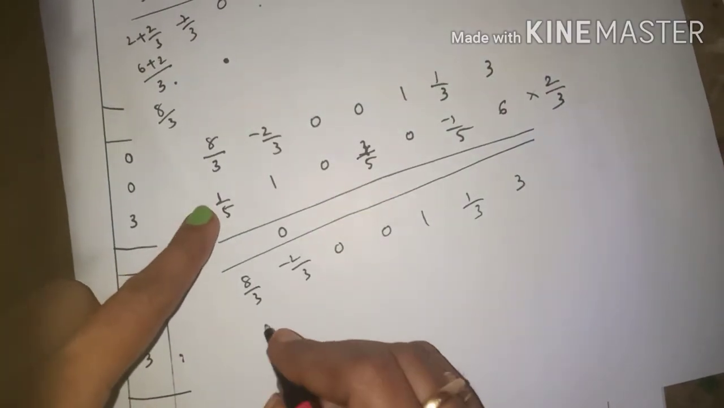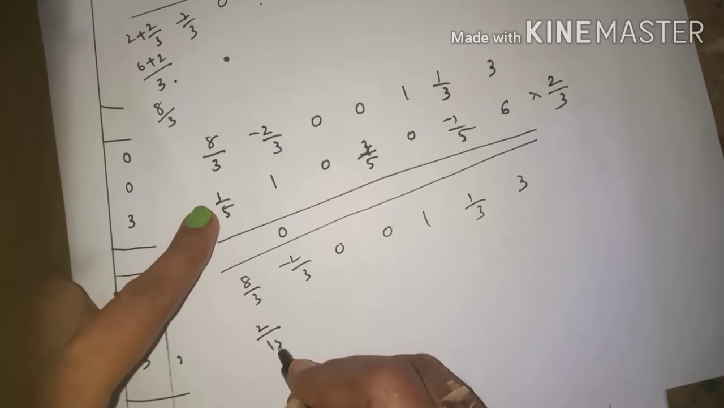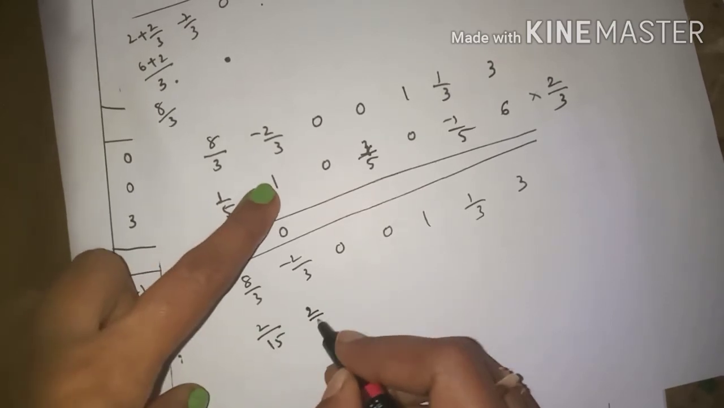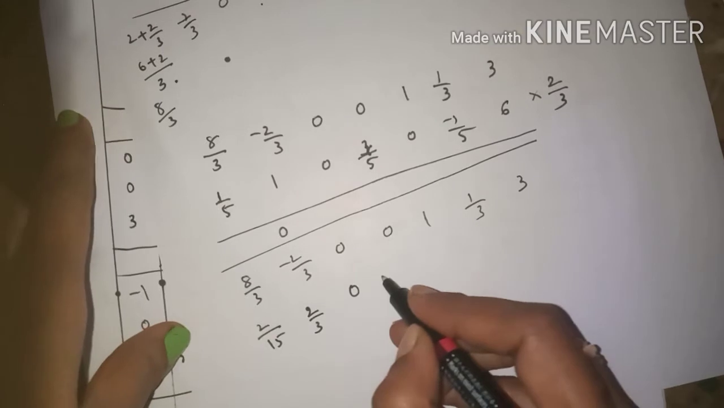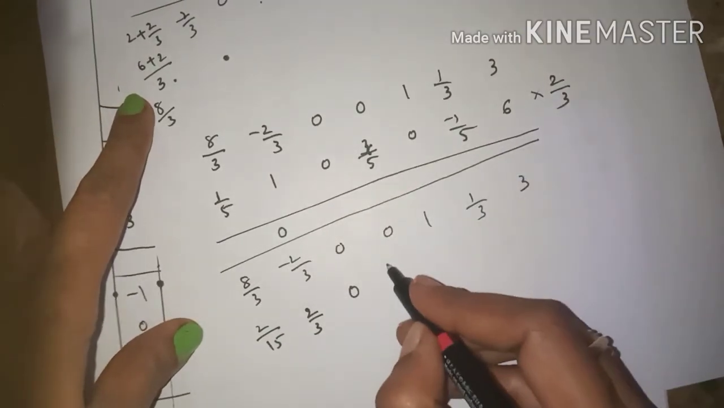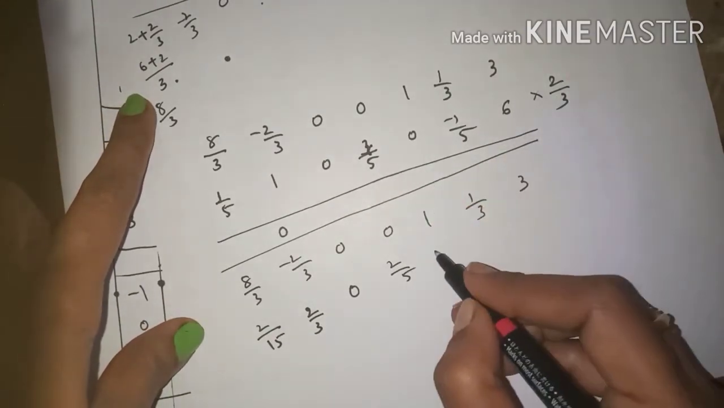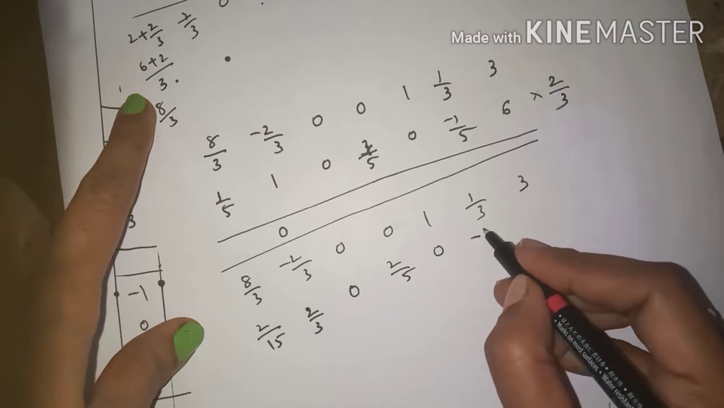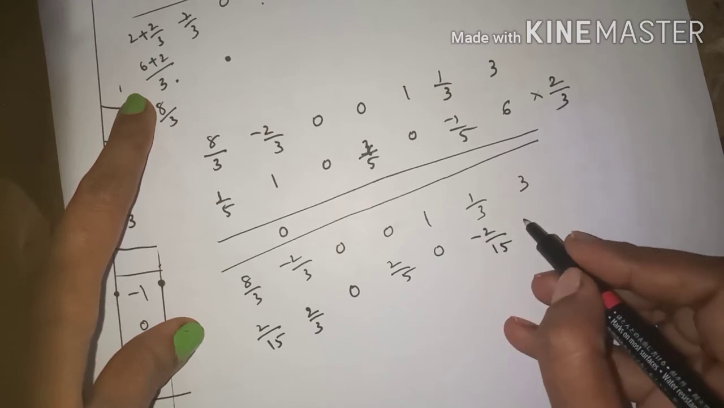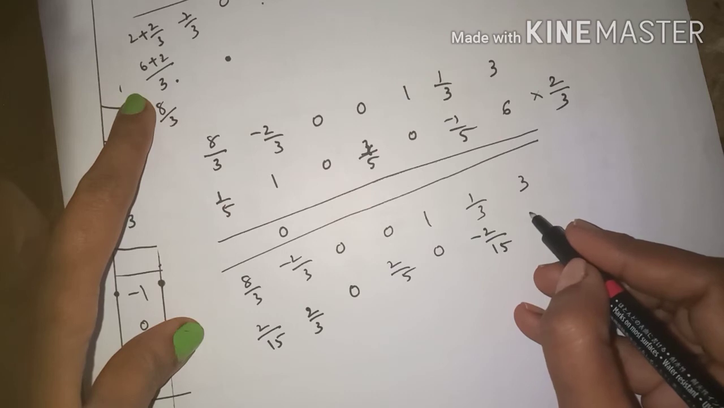2 by 3 into 1 by 5 is 2 by 15. 2 by 3 into 0 is 0. 3 cancel, 2 by 5. 0 into 2 by 3 is 0. Minus 2 by 5, 3s are 15, 4.